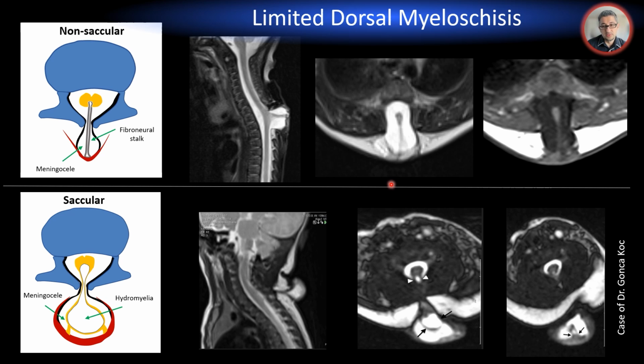Two examples. Here is the lesion covered with skin, fibroneural stalk anchoring the skin lesion and the spinal cord. There is tenting of the spinal cord, and we can see the same findings on the axial images. In the saccular form, there is the hydromyelia and meningocele, and it's always attaching to the cutaneous lesion.